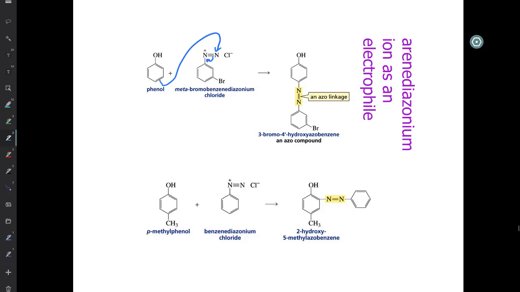And so you end up with what's called an azo linkage, and these nitrogens both have lone pairs on them like that. It's done in this particular instance in the para position because the hydroxy group of the phenol is a strong ortho para director, and the electrophile is relatively large, so it tends to go in the para position.